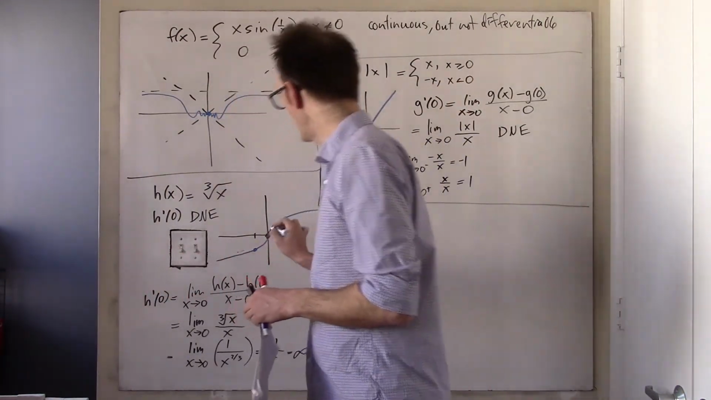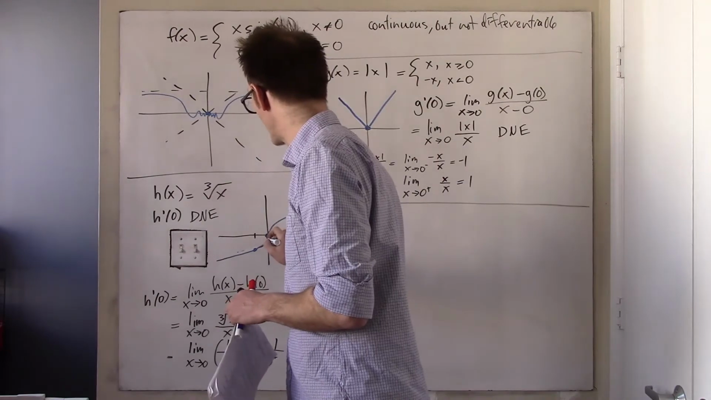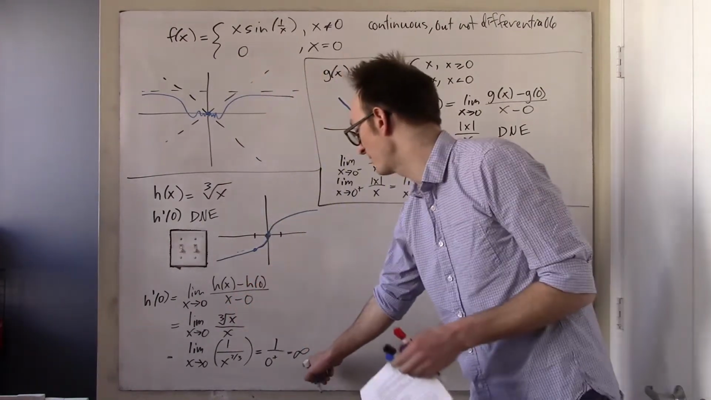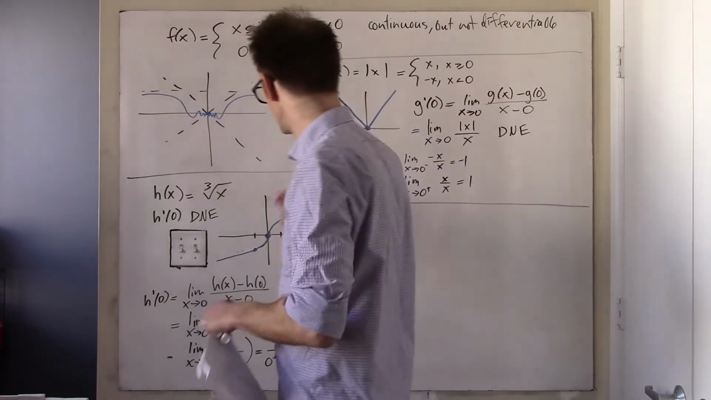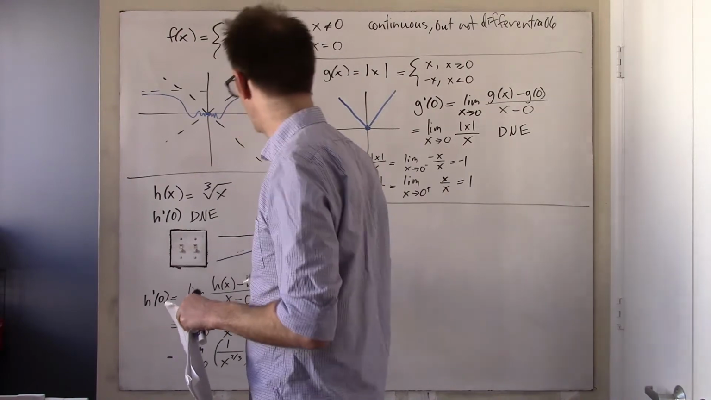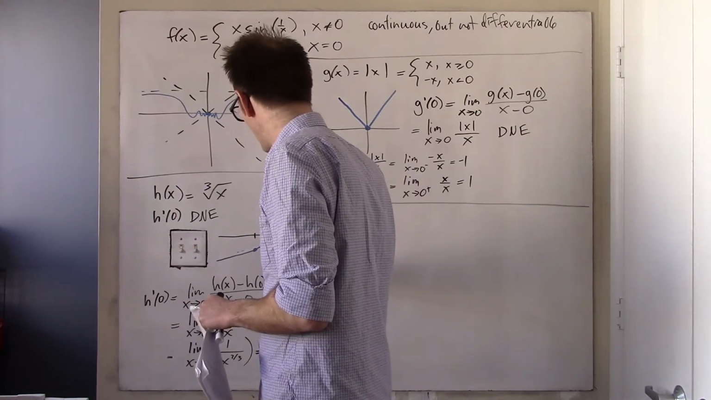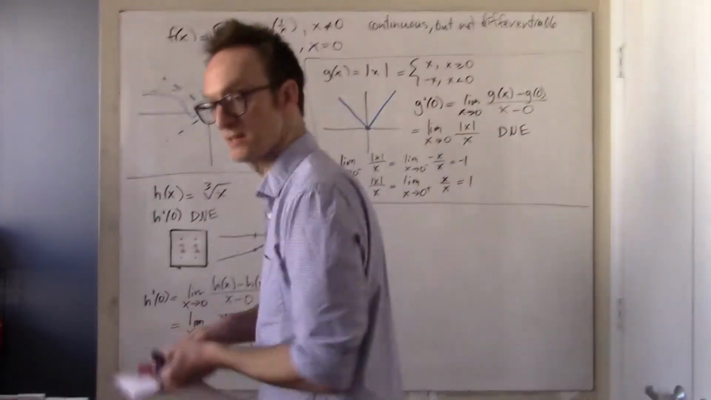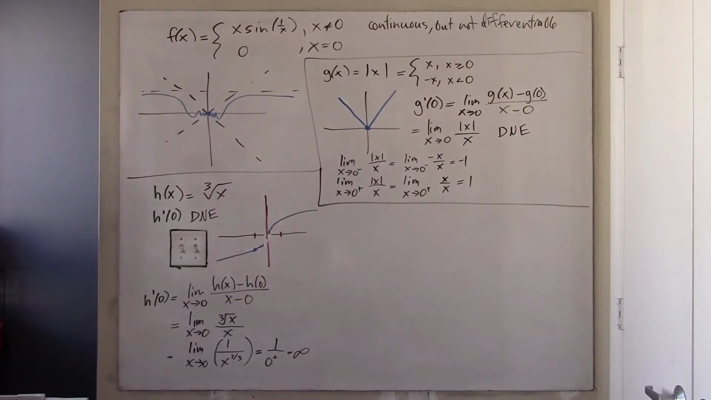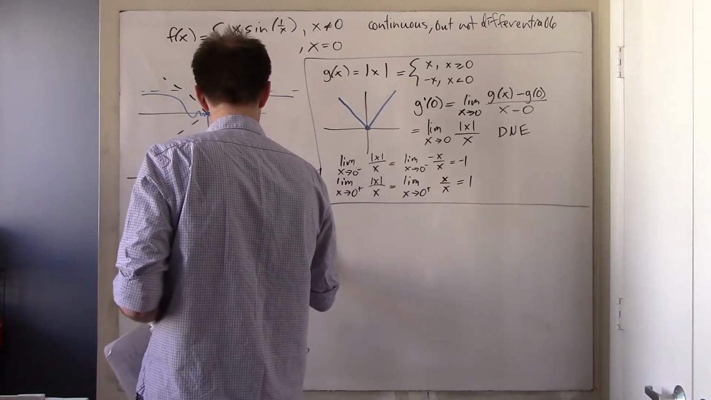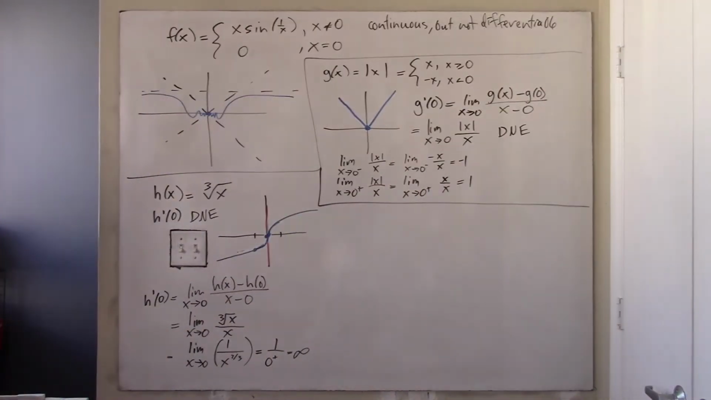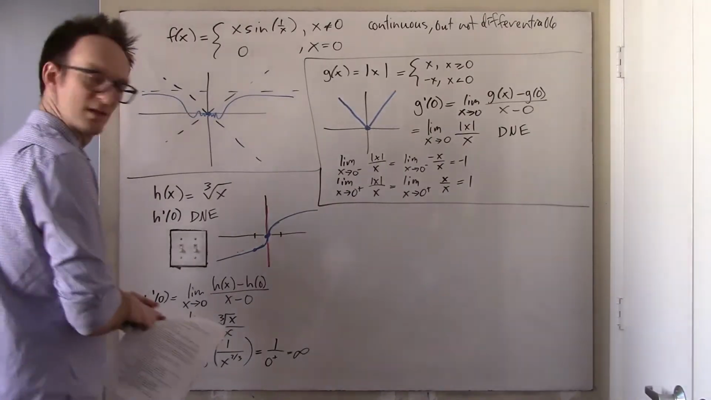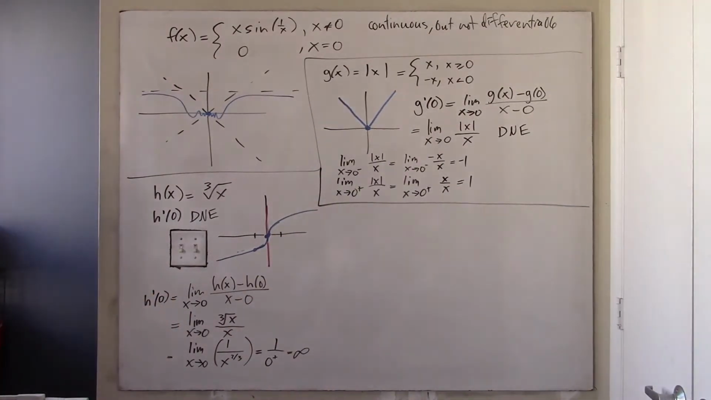Now, what's going on at 0, you might ask? What's the problem at 0? Well, the derivative is like infinity or something. Okay, you can make sense of that because, of course, this function does have a tangent line, I suppose, and that tangent line is the line x equals 0.